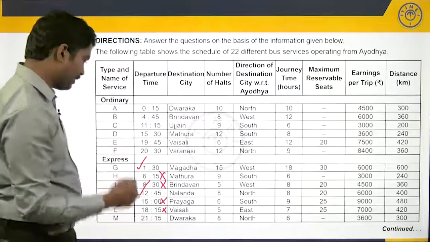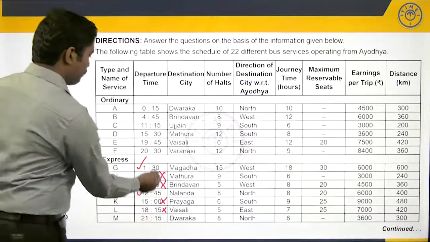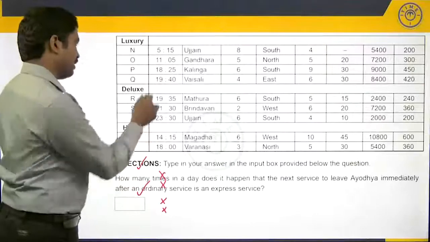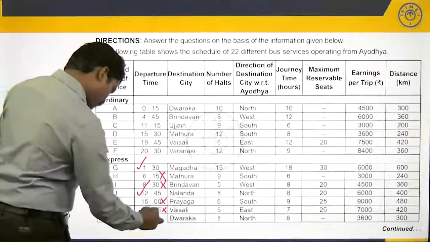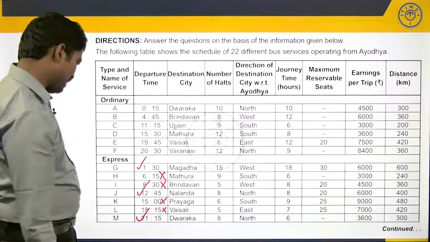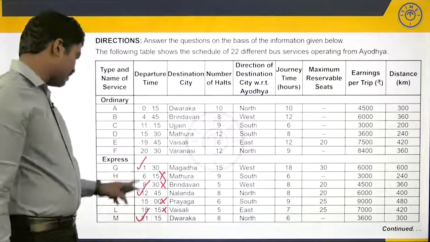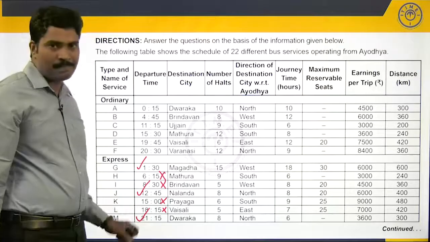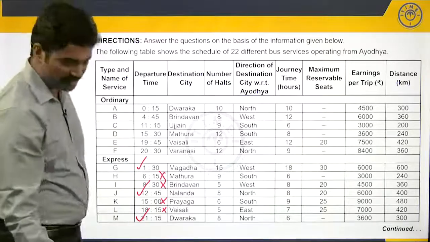Okay, what about this 21:15? 21:15 is 9:15 at night. Before that, we have an 8:30 p.m. Do we have anything else in that time? No. So that means out of this G, H, I, J, K, L, M, out of the 7 services, these 3 services G, J and M, right, follow immediately after ordinary bus services.